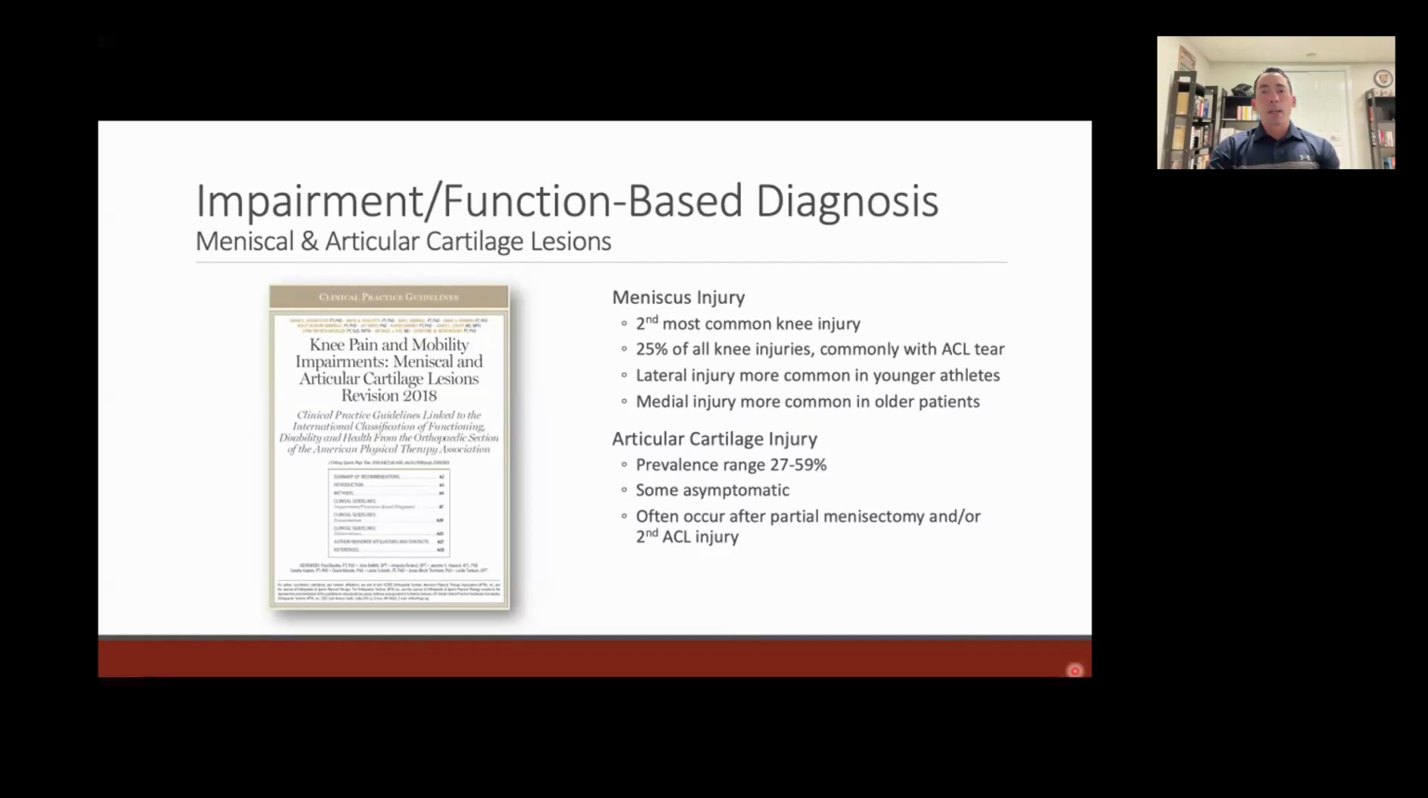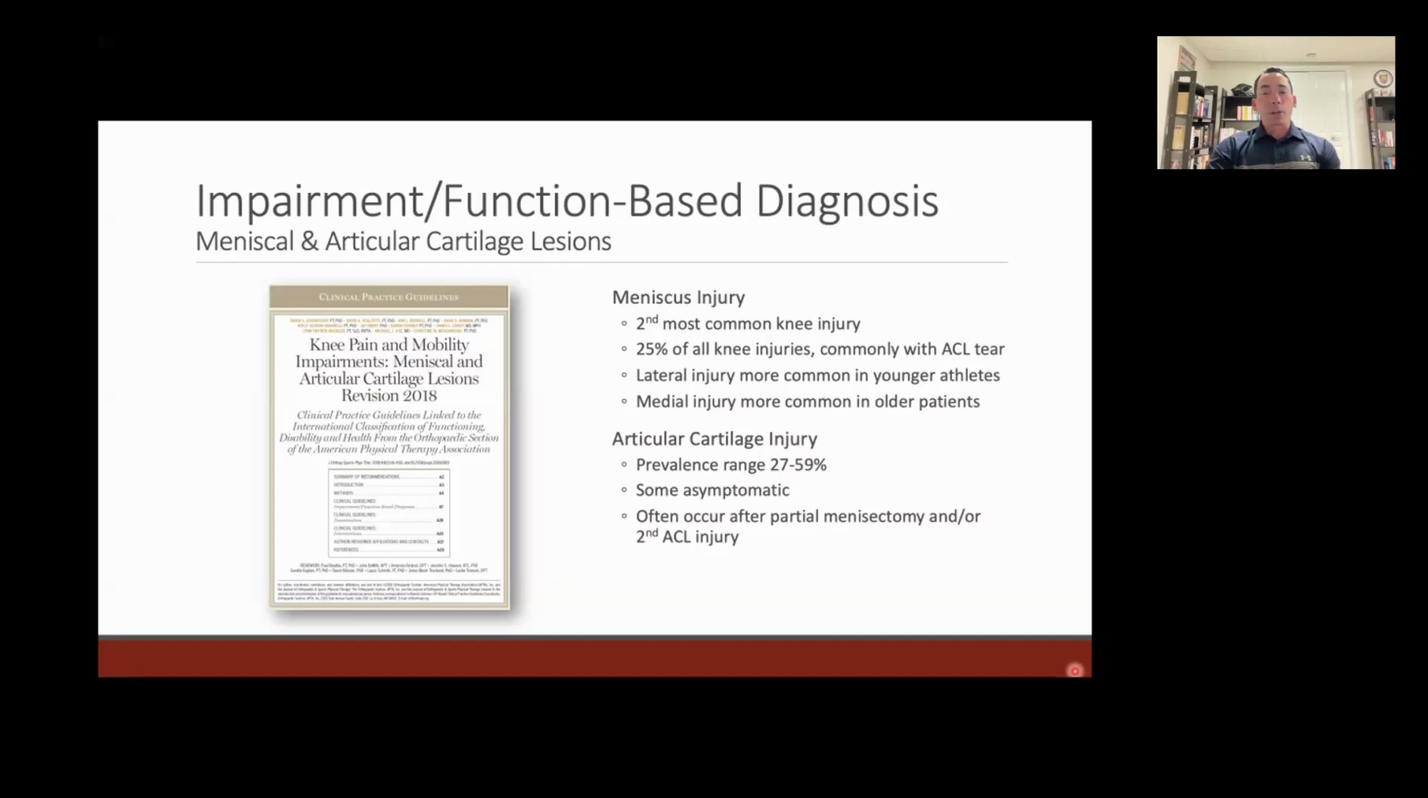Cutting and pivoting sports are risk factors for acute meniscal tears. And while the rates of meniscal surgery have increased over the past decade, recent research has shown that patients who are given non-operative treatment have similar outcomes to those who undergo surgery. In younger patients, meniscus repair is preferred over meniscectomy because it preserves the health of the articular cartilage.